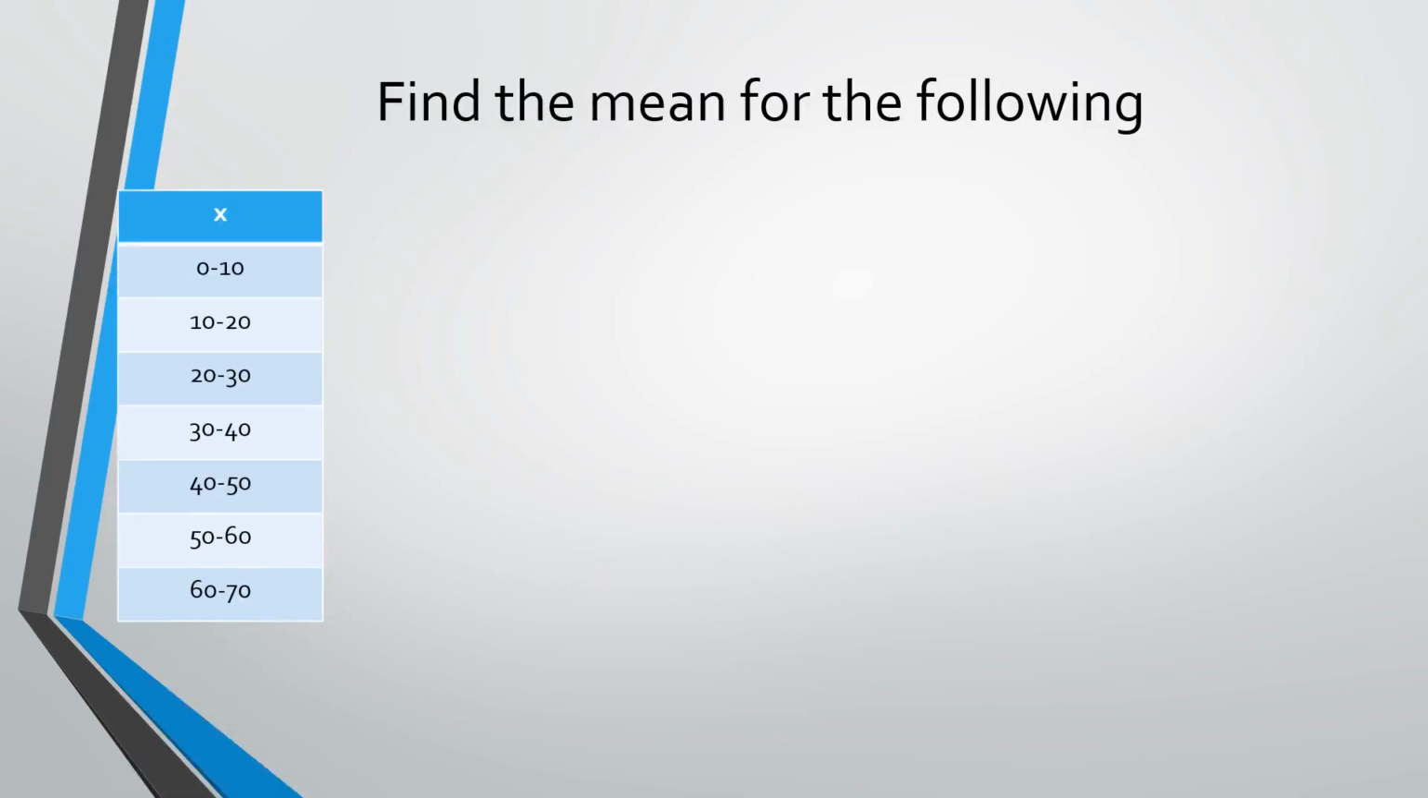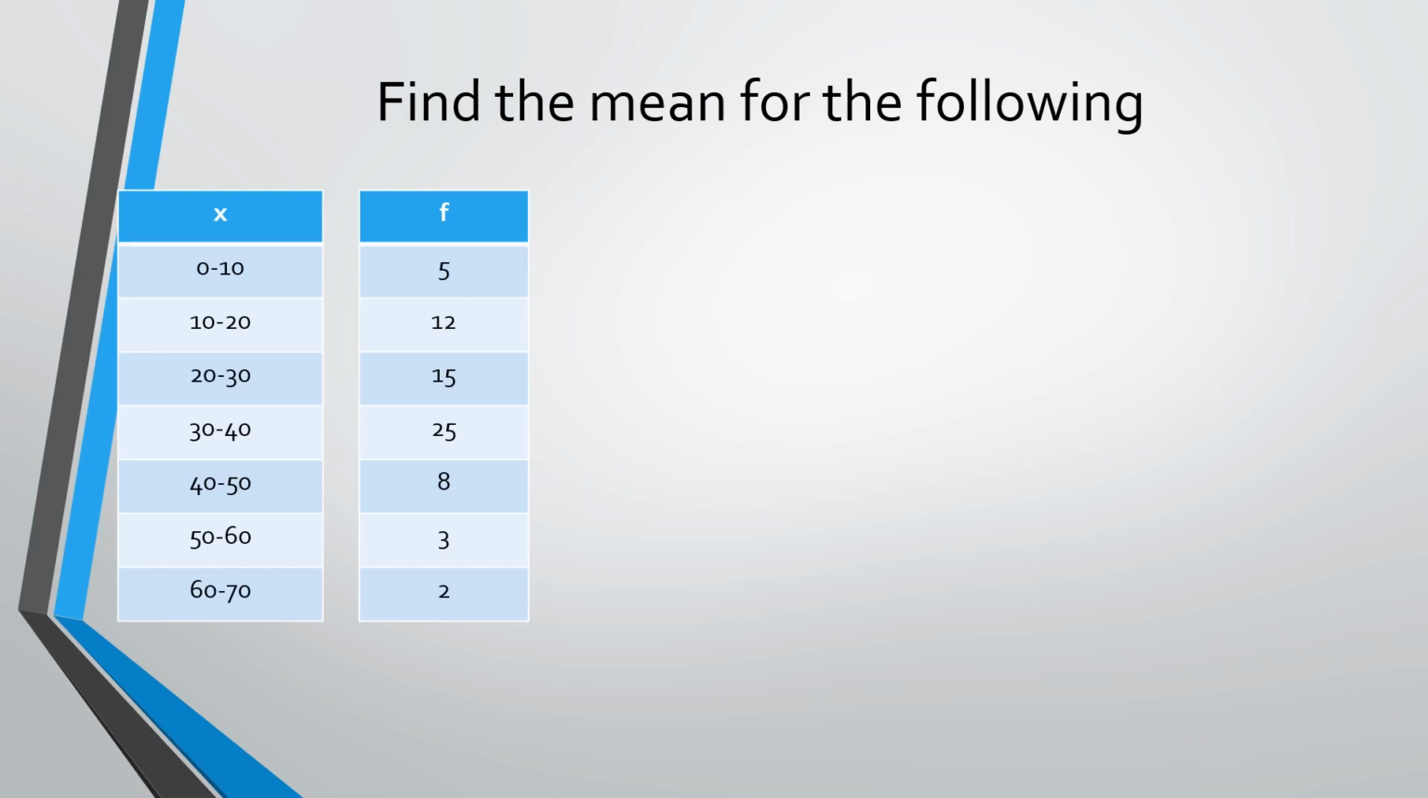Then next, find the mean for the following. So here we can see the x values where the class intervals have been given, that is 0 to 10, 10 to 20, 20 to 30, 30 to 40, 40 to 50, 50 to 60, and 60 to 70. And they are given the frequency, that is f, as 5, 12, 15, 25, 8, 3, 2.